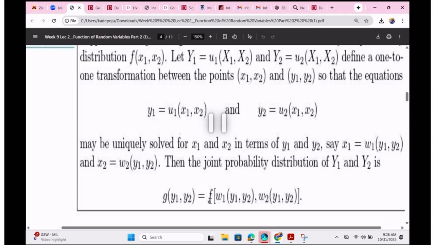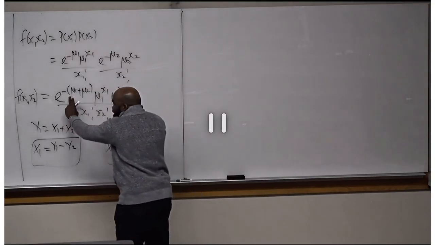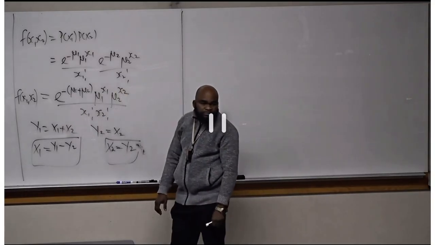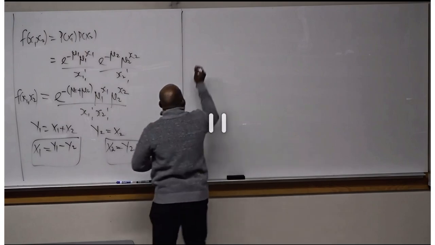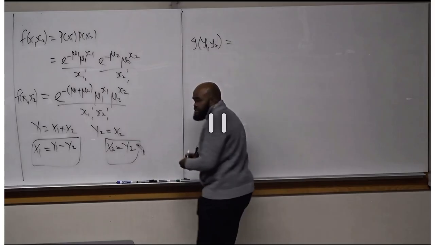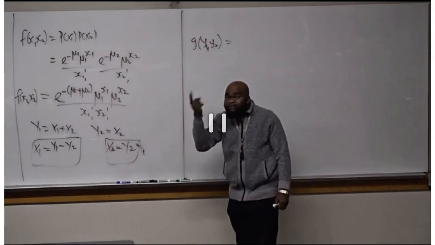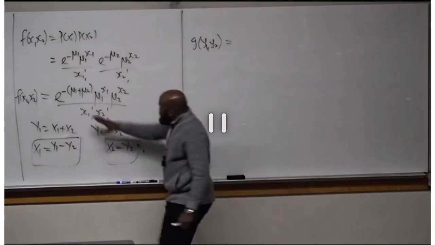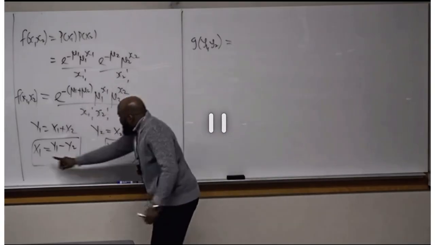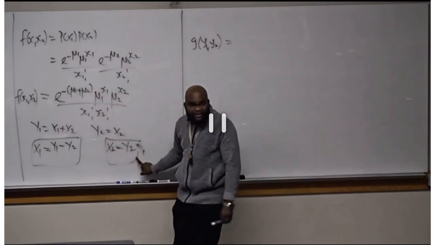After doing that, what is the next thing we're going to do? The next thing is to plug in this guy and plug in this guy inside here. With that, what do I want to get? I want to get G(Y1, Y2), a joint distribution for the new variables Y1, Y2. Wherever I see X1, I'm going to plug in this guy. Wherever I see S2, I'm going to plug in this guy.